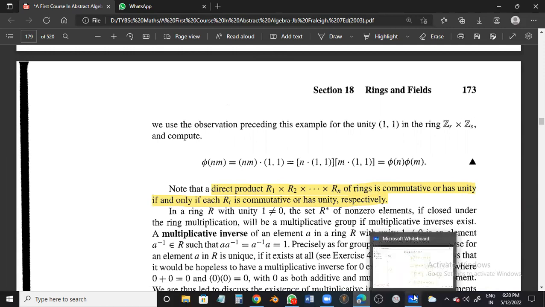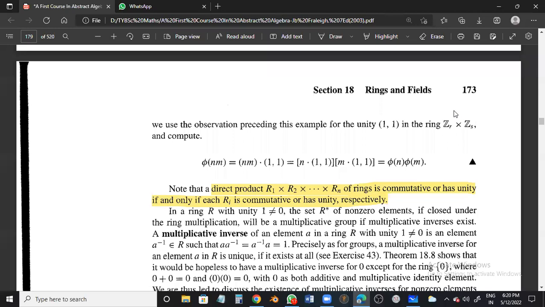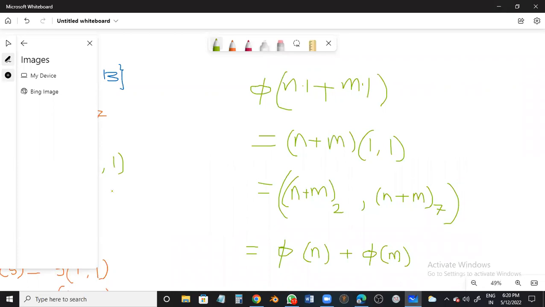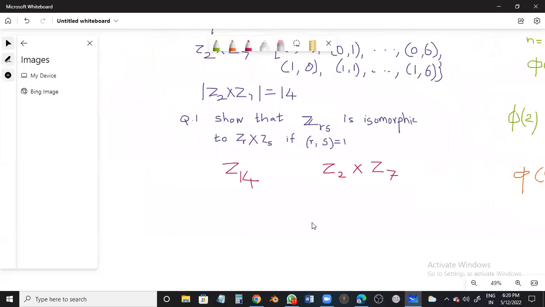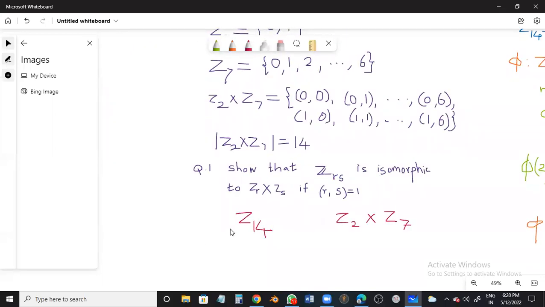Is this fine? Now I would like to move ahead. So what we have shown here is Z14 is isomorphic to Z2 cross Z7. What I need to remember is, I just see what the bases R and S are. If R and S do not have any factor common other than 1, we say ZR cross ZS is isomorphic to ZRS. This we have to keep in mind.